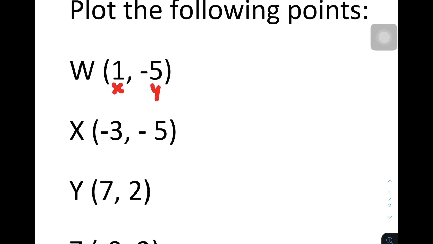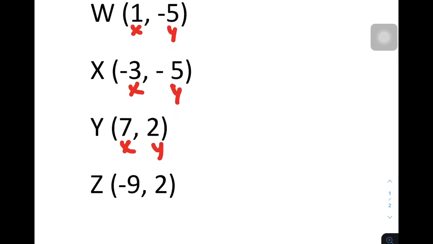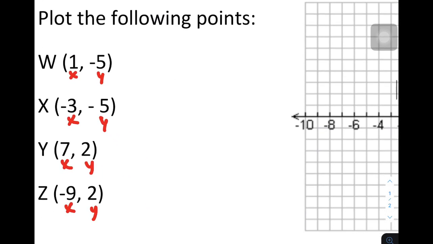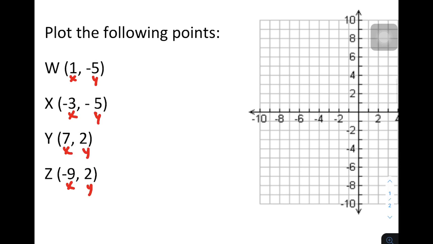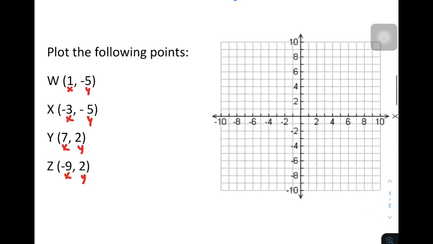Remember that these are all ordered pairs where the first number represents your distance on the x-axis and the second number represents your distance on the y-axis. So the first one, (1, -5), means I go on the x-axis to 1. So here's 1. And then -5 means I go down 5 from there. So -5 on the y-axis.